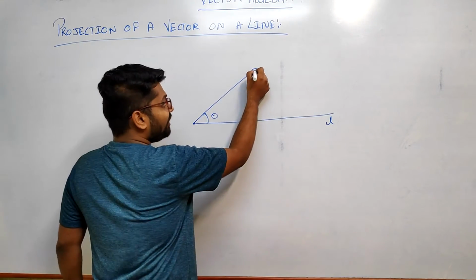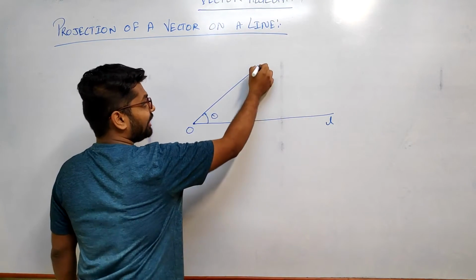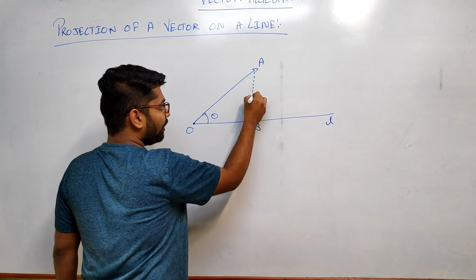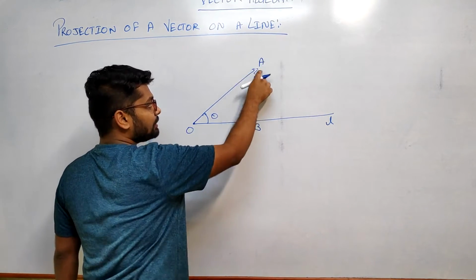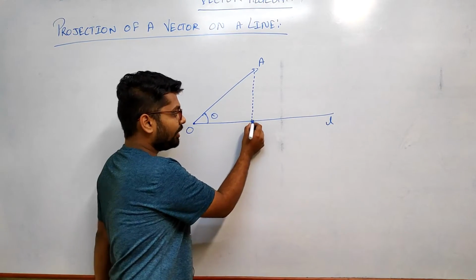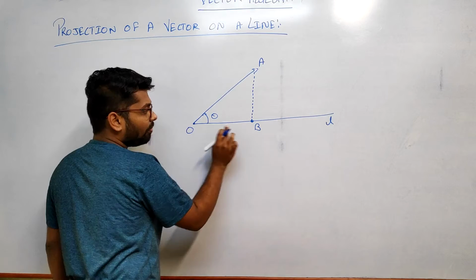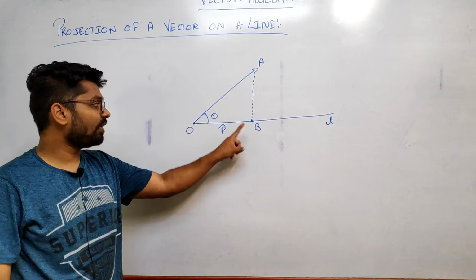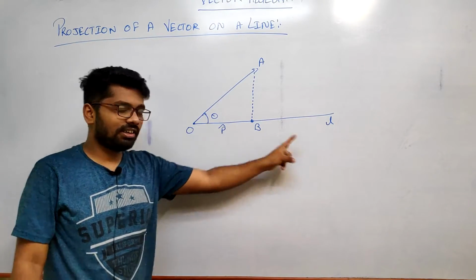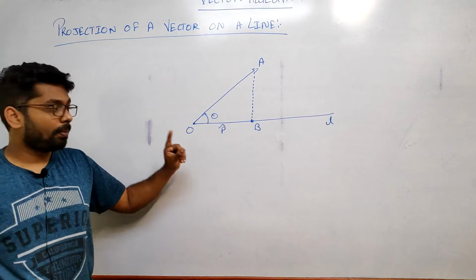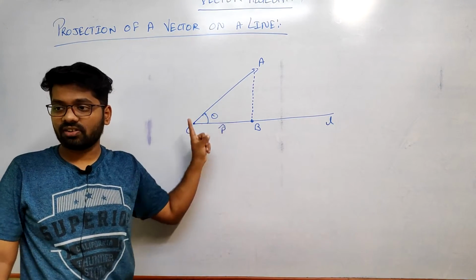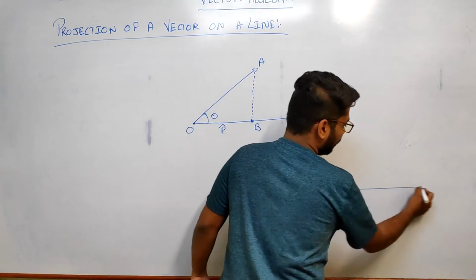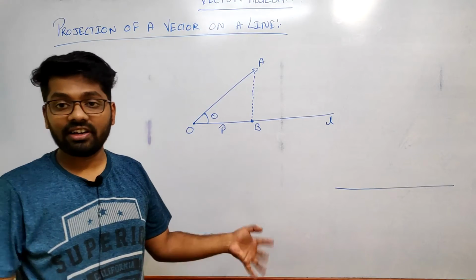Suppose theta can be anything from 0 to 360, it can be any value. Now suppose this is the origin, this is your line L, this is A and this is B, where B is the point where the foot of this point lies on this line. So the distance OB is nothing but p cap, or the projection of the vector OA on the line L. This p cap is nothing but the projection of this vector on this line. See, projection can be anything else. This is a typical 1 mark question where they will ask you to find the projection.